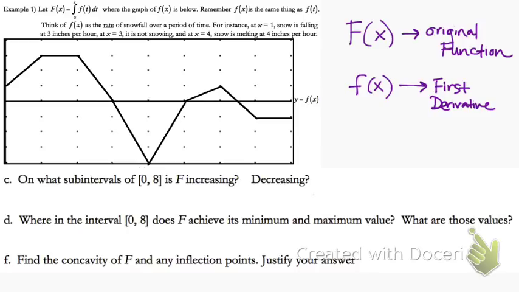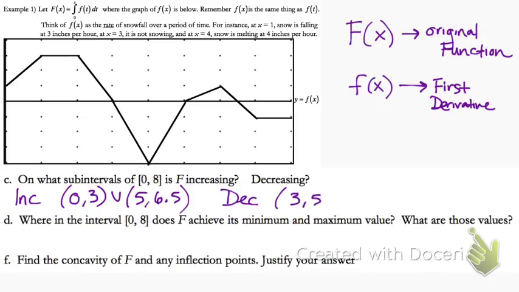So, part C says, on what subintervals from 0 to 8 is f, capital F, increasing? If I want to know where a function is increasing, I will look for where its first derivative is positive. So this first derivative is positive from 0 to 3, and then again from 5 to 6.5. And if I want to know where a function is decreasing, I'll look for where its first derivative is negative. So the first derivative is negative from 3 to 5, and then again from 6.5 to 8.